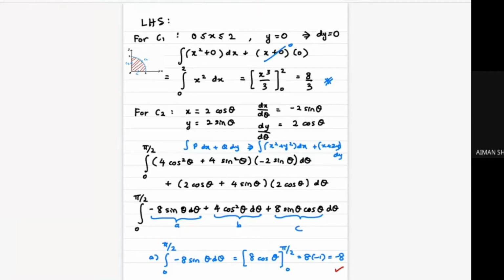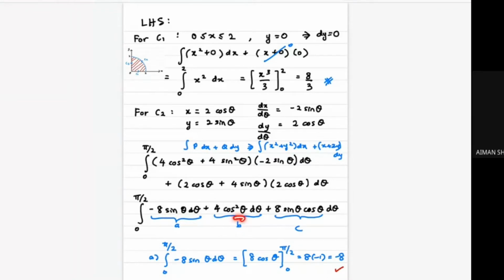Okay, so now you need to solve all this integration. So I will separate it one by one: A, B, and C. Let's solve each part. A, negative 8 sine theta d theta. You can solve it directly from 0 to pi over 2. So sine, integrate, you get cos. So you get 8 cos theta. Cos pi over 2 is equal to negative 1. So for this part A, you get negative 8.